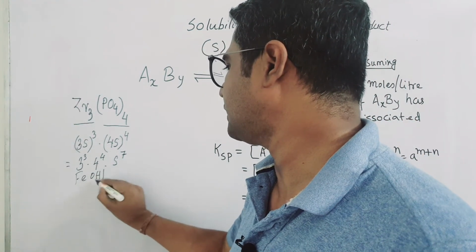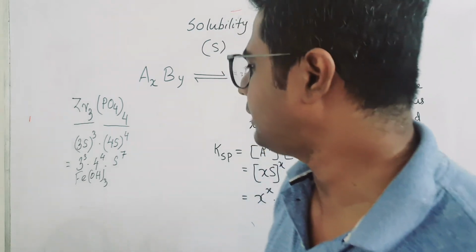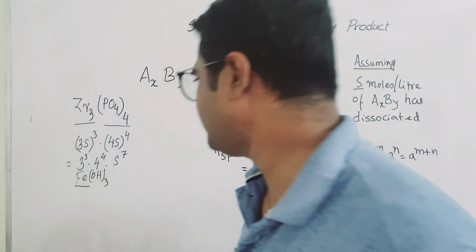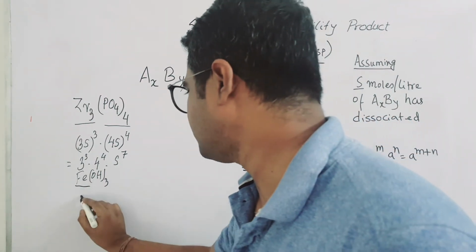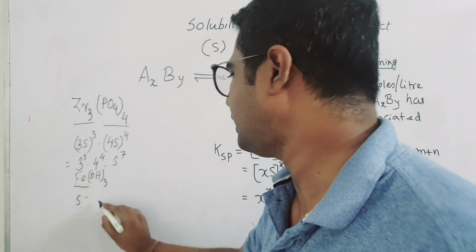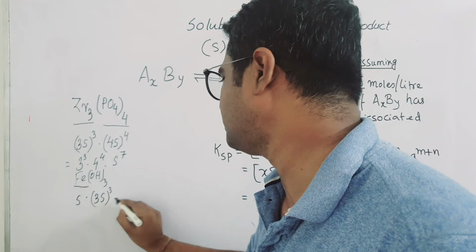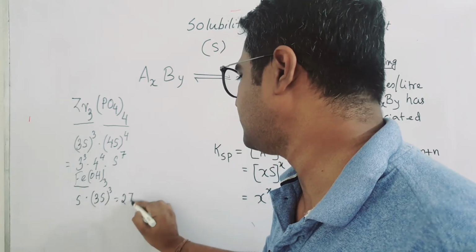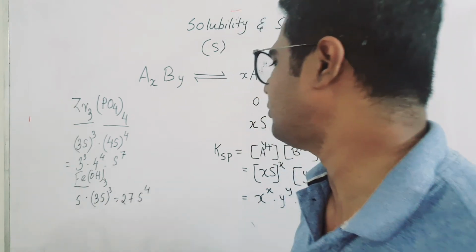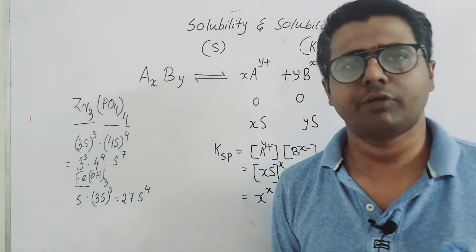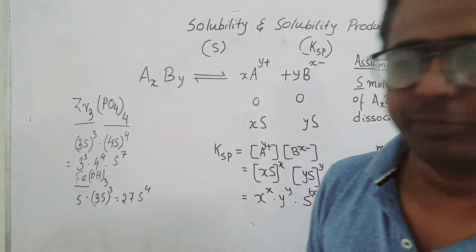Next we can do ferric hydroxide. What will we do in ferric hydroxide? Iron only 1, so s into hydroxide 3 are there, so 3s whole cube. So 3 whole cube means 27 and it will be s to the power 4. So this is how you will find out the expressions for solubility product.